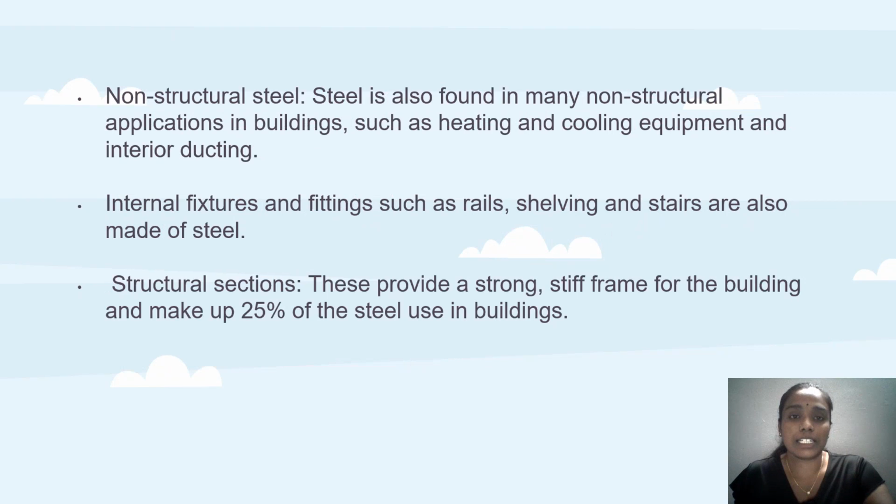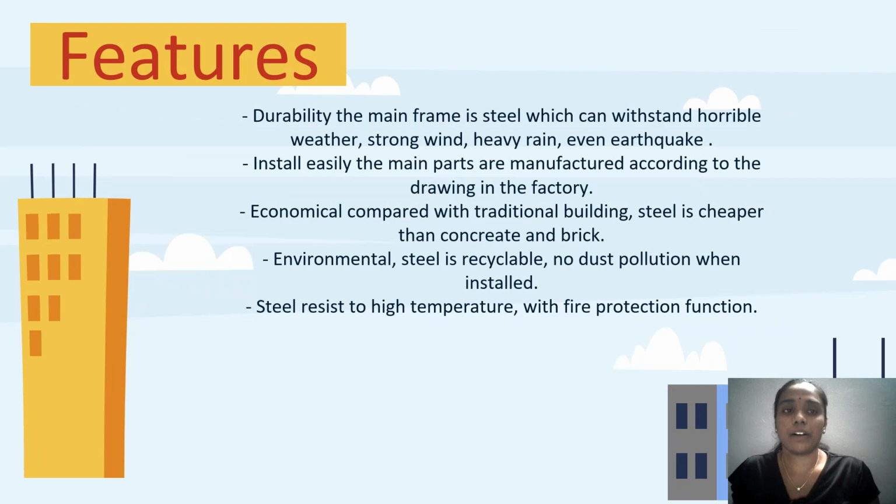Non-structural steel. Steel is also found in many non-structural applications in buildings, such as heating and cooling equipment and interior ducting. Internal fixtures and fittings such as rails, shelving and stairs are also made of steel. Structural sections provide a strong and stiff frame for the building and make up 25% of the steel used in buildings. Now I'm going to present the features of steel buildings.